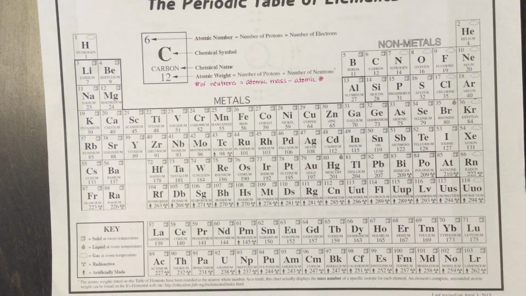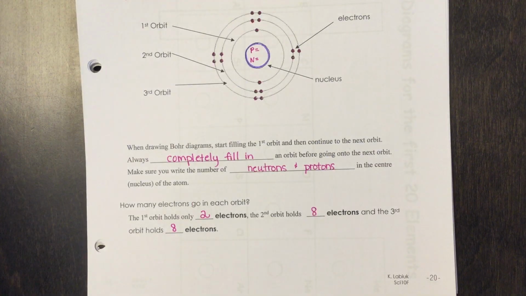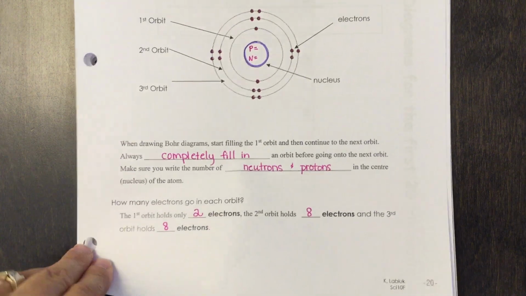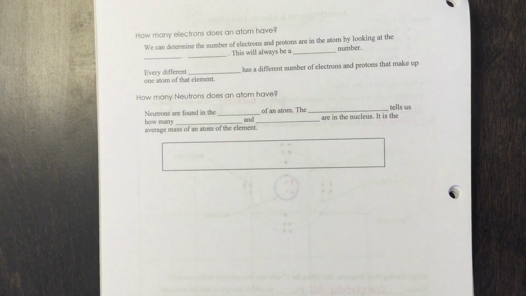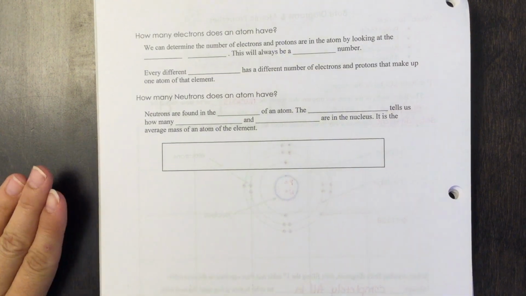Okay, I'll show you lots of cool things like that. It makes reading a periodic table really, really easy. Okay, turn the page. Okay, how many electrons does an atom have?